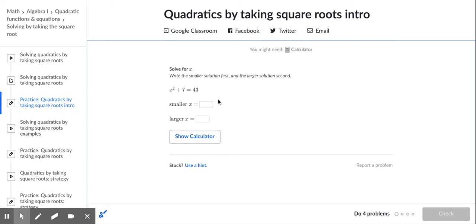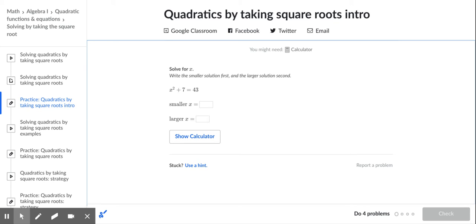Whichever one is smaller, you're going to put in the first box, and the bigger one you're going to put in the other box. But that means you need to be really careful about negatives, right? Because if something is negative, its absolute value could be bigger, but because it's negative, it's smaller. So make sure you're being careful about your negatives on these.